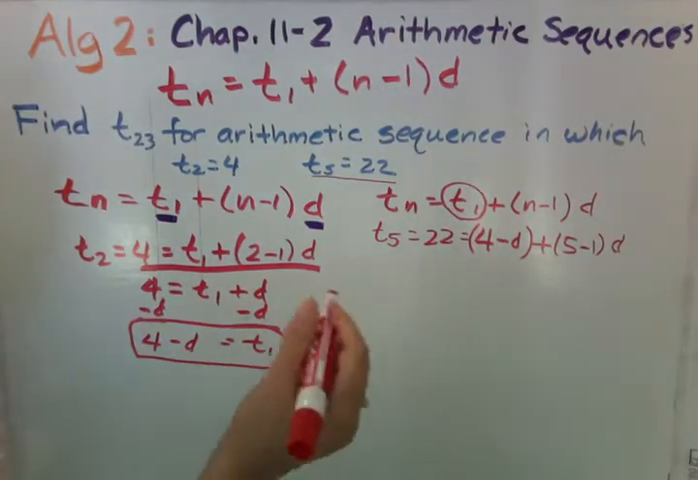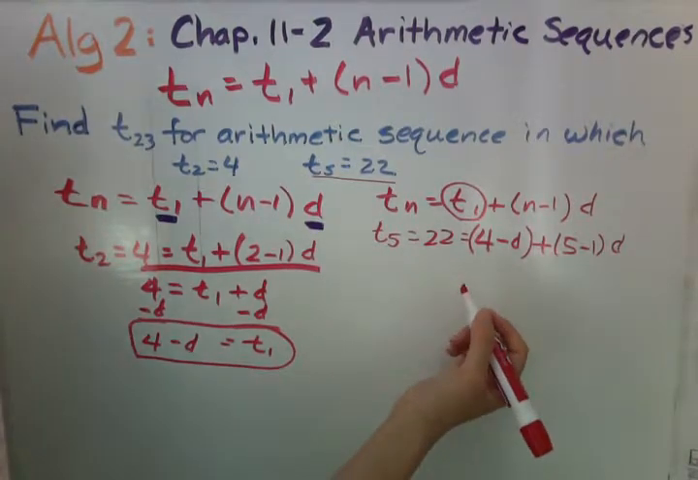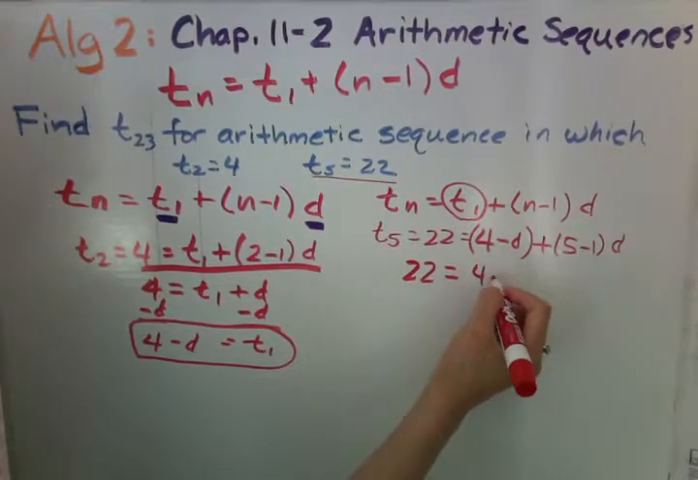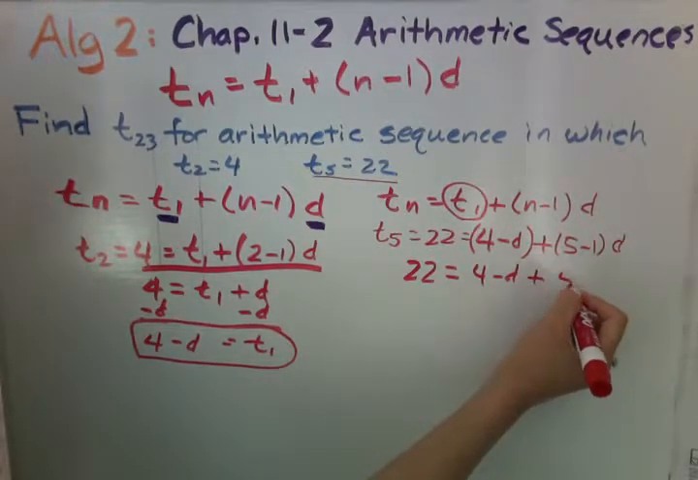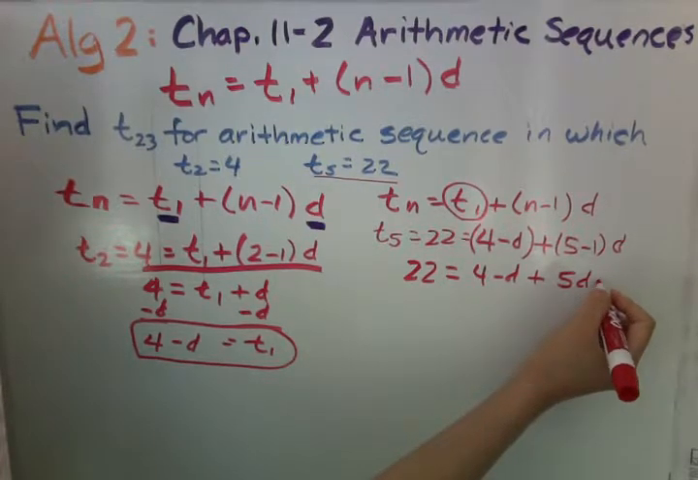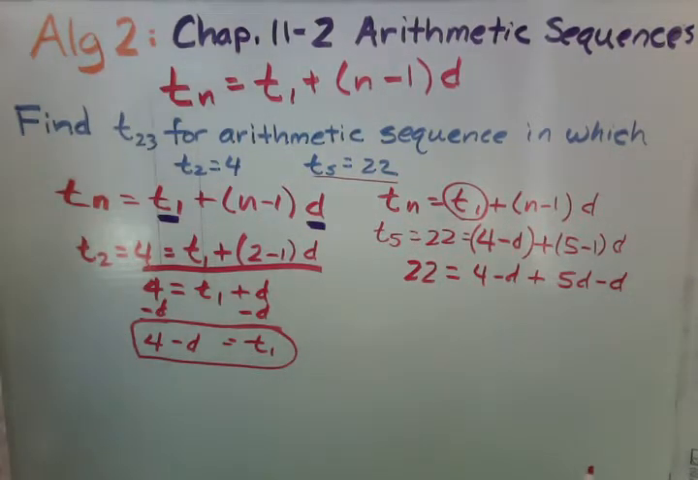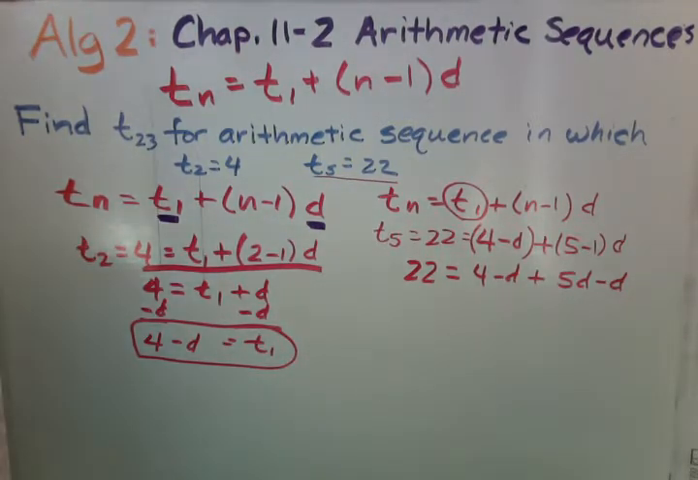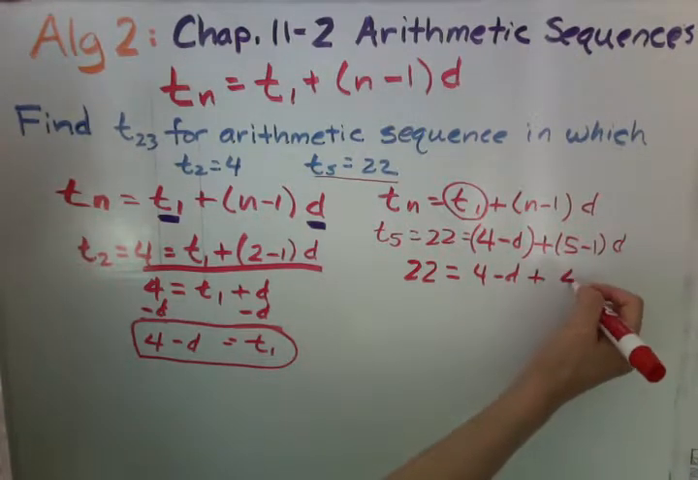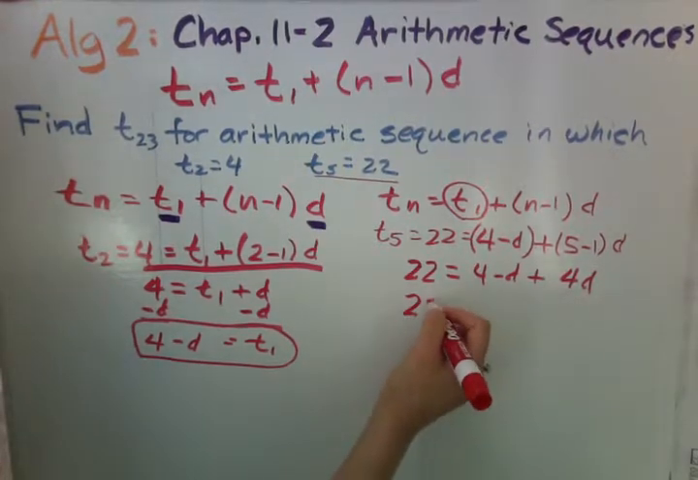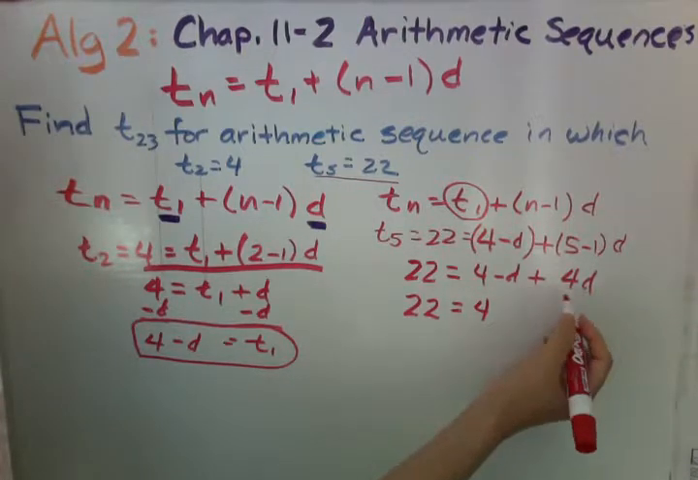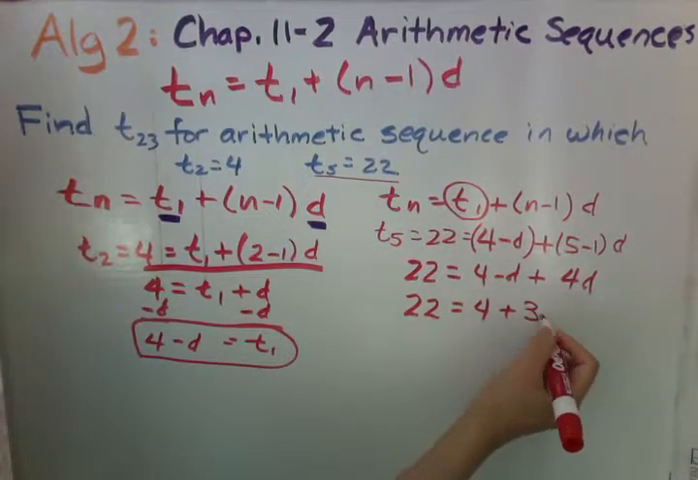Okay, feel free to keep watching this video over and over until it's more comfortable. Now we're going to solve for this. 22 equals 4 minus D plus 5D minus D. Or you can just say it's 4D. I think that's easier for most of us. 5 minus 1 is 4, so we have 4D. Okay. Again, let's keep solving for D. 4 minus D plus 4D is going to equal a positive 3D.